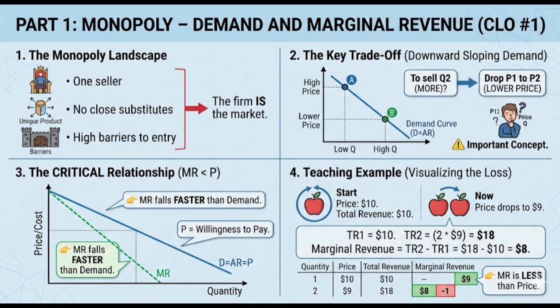Here's one teaching example. Imagine you sell one unit for $10, say. To sell two more units, you drop price to $9. Now you gain $9 from the new unit, but you lose $1 on the first unit. So MR is less than price.